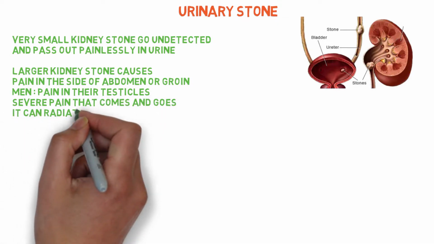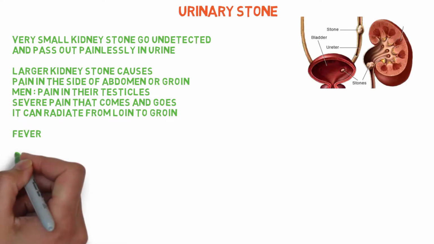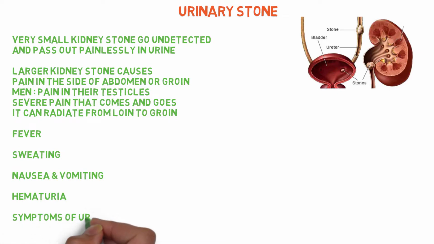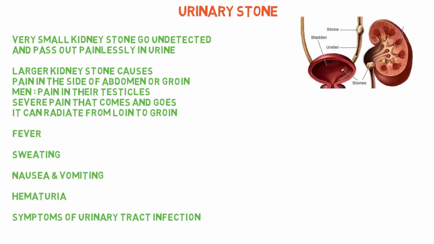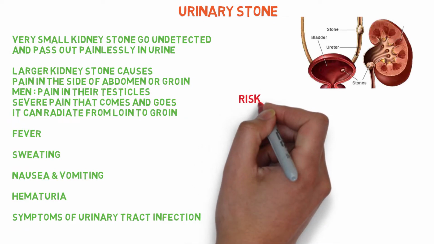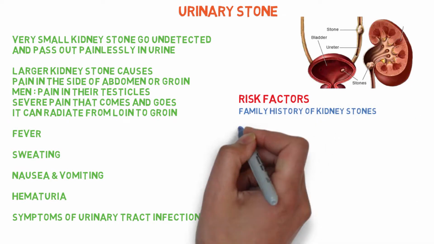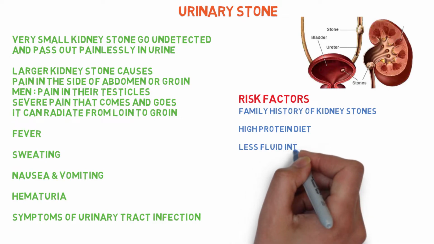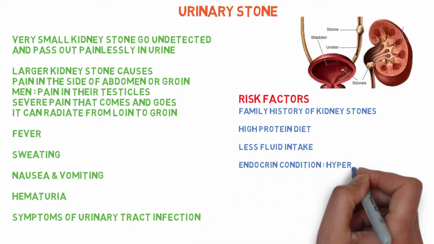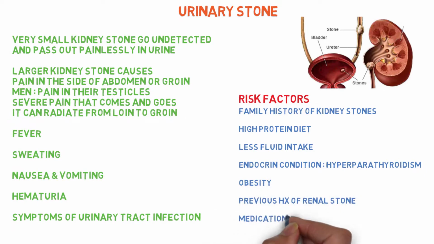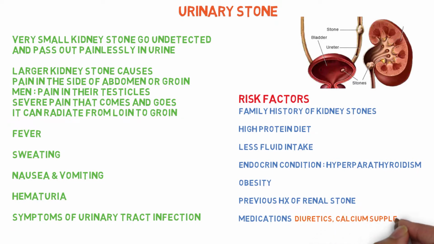Severe pain that comes and goes. It can radiate from loin to groin. A high temperature, feeling sweaty, nausea and vomiting, hematuria, symptoms of urinary tract infection. A few important risk factors for kidney stones are family history of kidney stones, high protein diet, less fluid intake, some endocrine conditions like hyperparathyroidism, obesity, previous history of renal stone, some medications like diuretics, calcium supplements, some antibiotics like sulfonamides.